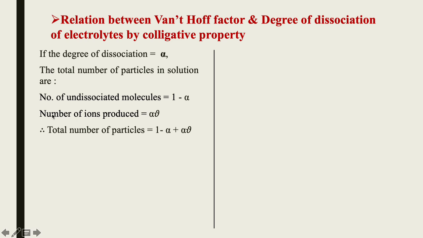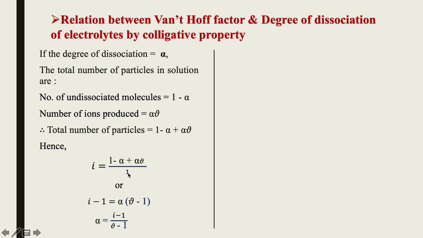Now if you want to calculate how many ions are produced, you know the nu value, that is how many ions will be generated. If you multiply with alpha you will get the number of ions produced. So what will be the total number of particles? If you add the first line and second line you will get the total number of particles, that is 1 minus alpha plus alpha nu. Hence i equals this total number of particles divided by the number of undissociated molecules, that is 1.